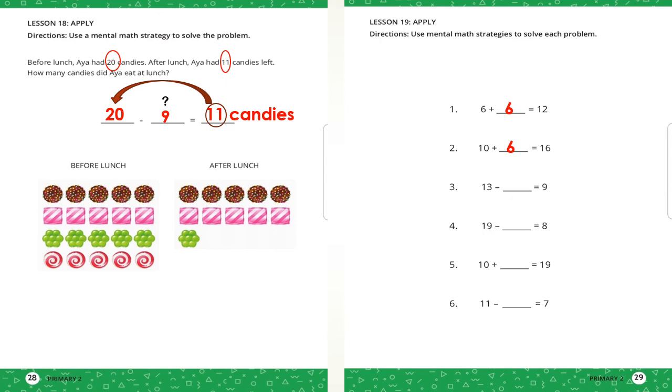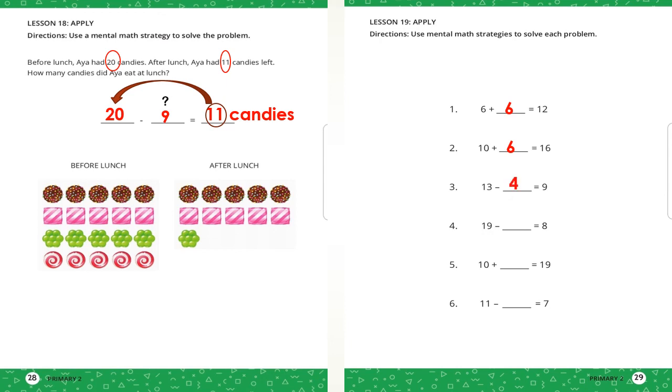Question number 3. 13 minus what equals 9? Count from small to big. We have the missing number here. So we will count from small number 9 to 13. After 9, 10, 11, 12, 13. How many fingers do we have? 4. So we will write 4.